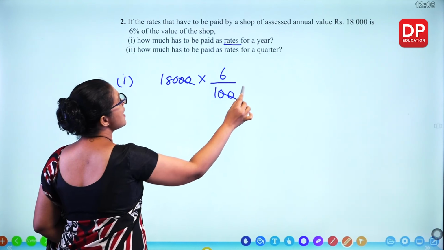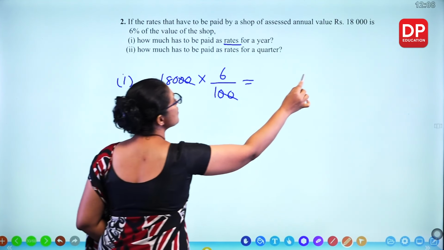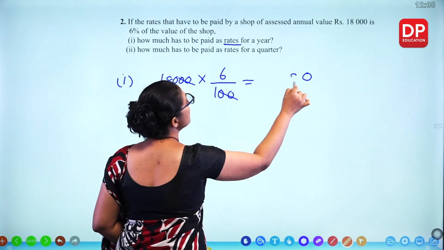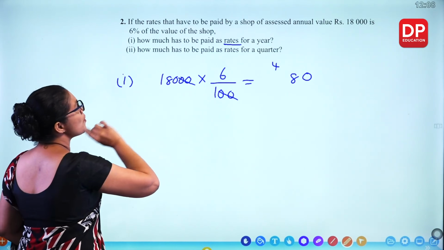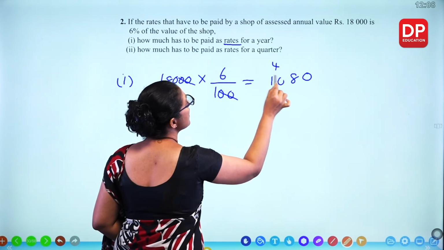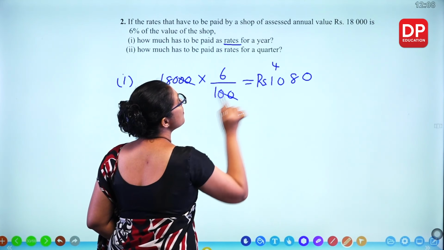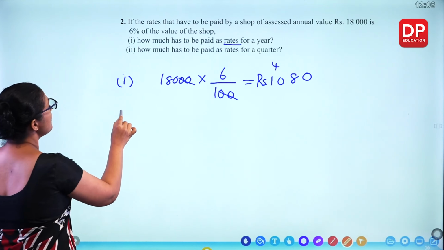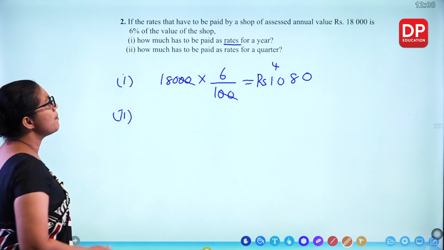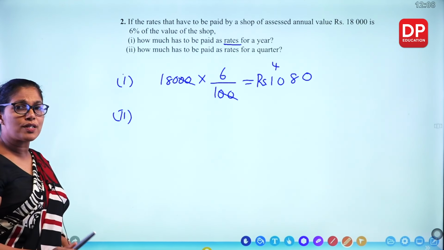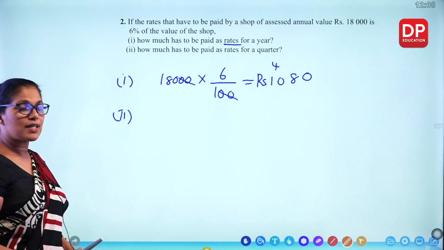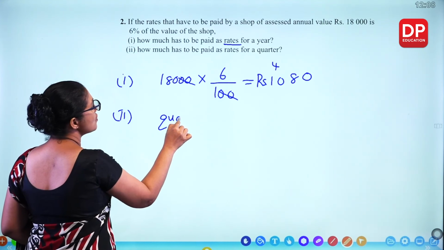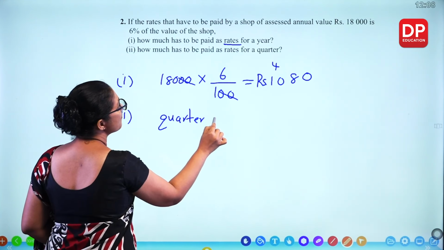2 zeros get cancelled out. 6 times 0, 0. 6 times 8, 48. 6 times 1, 6 plus 4, 10. So you have to pay 1,080 rupees for the year. Then they ask how much has to be paid as rates for a quarter. Quarter means every 3 months, so you have to divide the amount by 4.